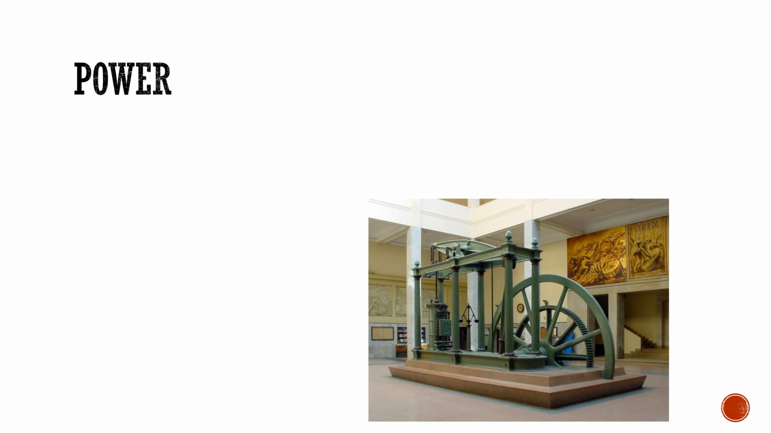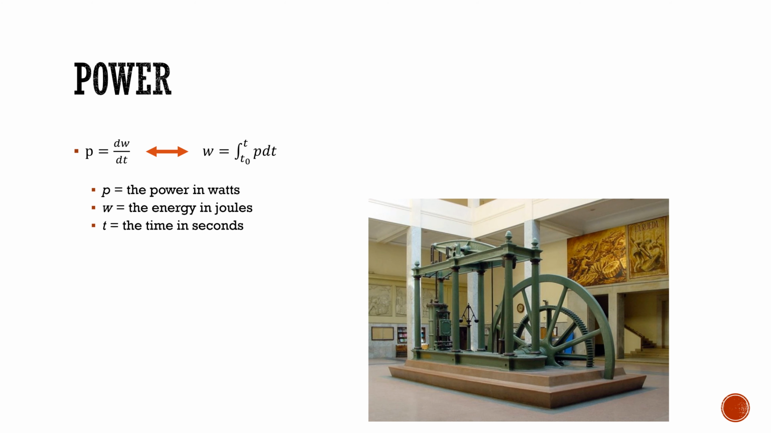All devices have limitations on the amount of power that they can handle. Therefore, in the design of circuits, it is important to perform power calculations. We know power is the time rate of expending or absorbing energy. Mathematically, energy per unit time is expressed in the form of a derivative, or p equals dw over dt, where p is the power in watts, w is the energy in joules, and t is the time in seconds.